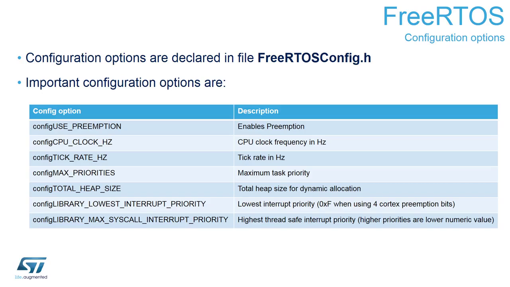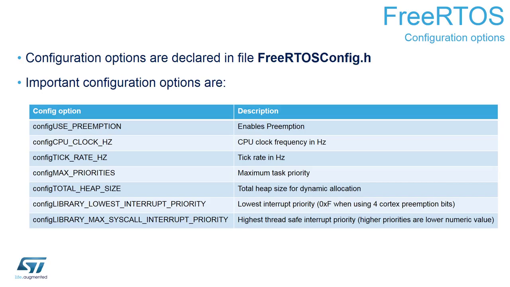Then the next component, configLIBRARY_MAX_SYSCALL_INTERRUPT_PRIORITY, is the highest interrupt priority, highest number, which would be used for the interrupts which need to execute any function from the operating system. So if we set here, for example, 5, it means that all the interrupts which need to execute any of the operating system functions must have their priority set between 5 and 15. So between this max syscall and the lowest interrupt priority.